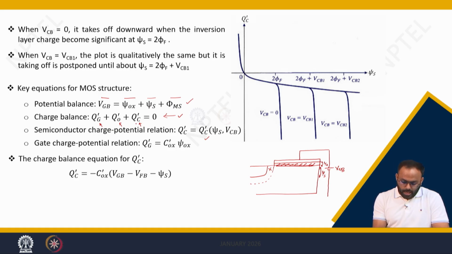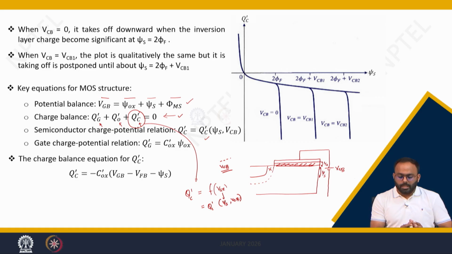Interesting to note here is the Qc dash, which was a channel charge. Earlier, in the 2-terminal structure, it was a function of only gate to body voltage, but now your inversion charge, which is a part of channel charge, is controlled by VCB also, and hence you need to write that Qc dash is now a function of psi s, which is nothing but a function of VGB and VCB. So, VCB is the extra third terminal voltage introduced compared to the two terminal structure.